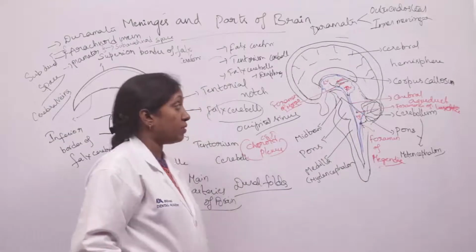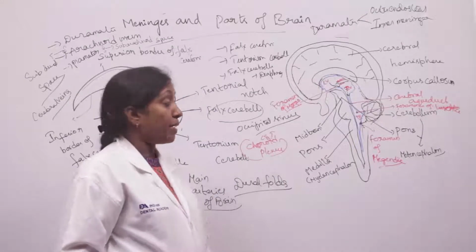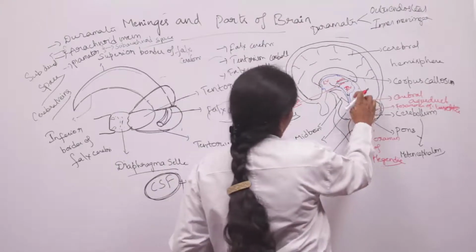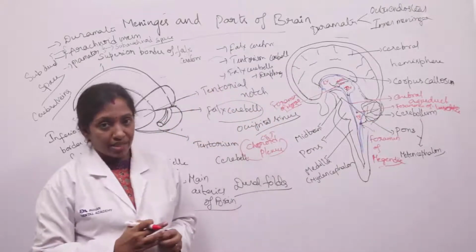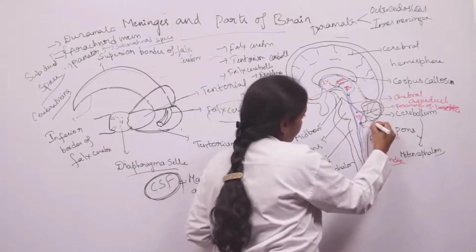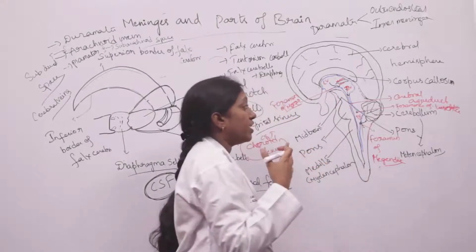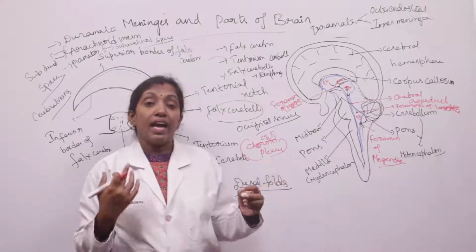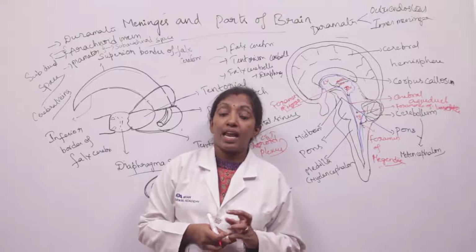In some regions, the subarachnoid space enlarges, forming cisternae. Here the subarachnoid space is enlarging to form cisternae, because there are more cisternae present. This is the cistern of the great cerebral vein, and this is the interpeduncular cistern. What are cisternae? The subarachnoid space enlarges to form cisternae.